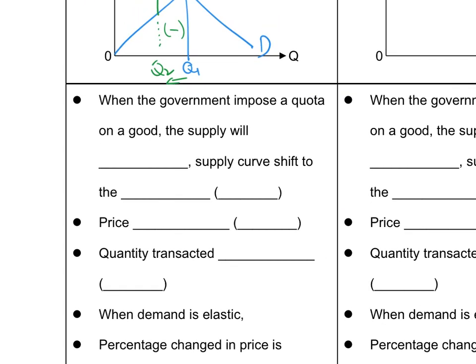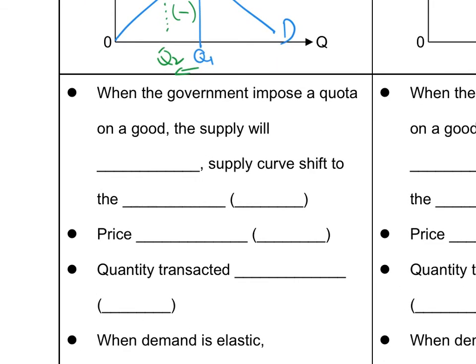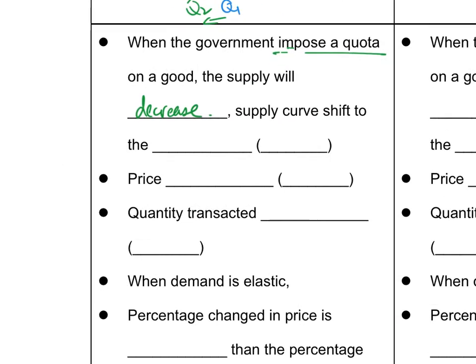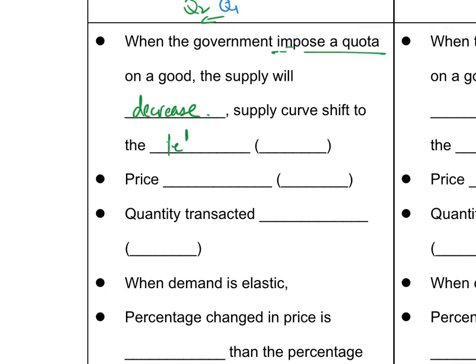Then how do we write this? You just follow the diagram. We say that when the government imposes a quota, the supply will decrease and shift to the left, that means S1 to S2, and the price will increase, so P1 to P2, and the quantity transacted decreases, Q1 to Q2.